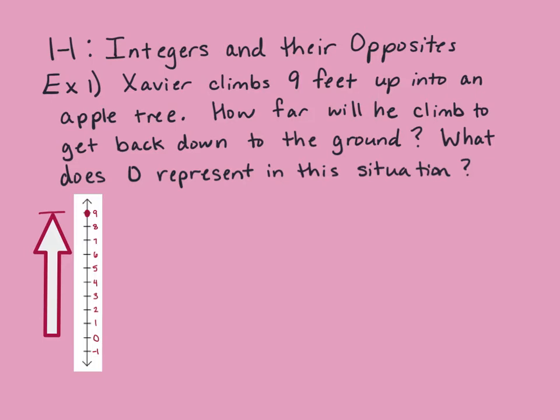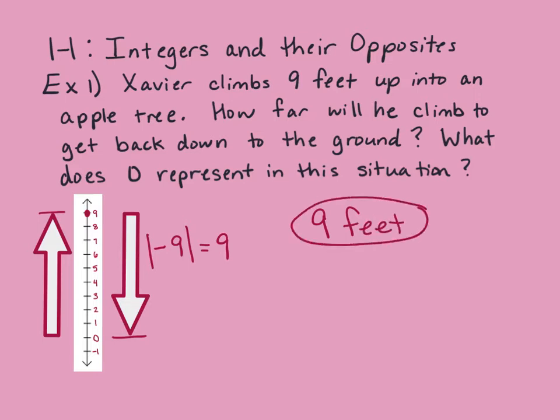Now to figure out how far he climbs to get back down to the ground, we could just draw an arrow going from 9 back down to 0. This arrow went down 9 places, so we see a change of 9 units. We're actually looking for the distance that he traveled, so we're going to use the absolute value symbol to show distance, because distance is always a positive number, and absolute value just shows distance, for example, on a number line. And so the distance from 9 going down to 0 is 9 units. So he climbed 9 feet back down.